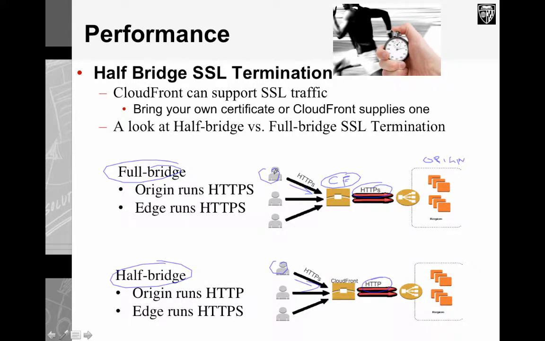Now, we don't want our end user client to come to origin over HTTP, but we can surely have our CloudFront, which is our partner, which is our CDN provider who's serving content on behalf of us, come over HTTP. By choosing half-bridge SSL termination, which is really clients coming into CloudFront over SSL or HTTPS, and CloudFront communicating with the origin over HTTP, having this particular feature allows you to improve the performance for the end user.